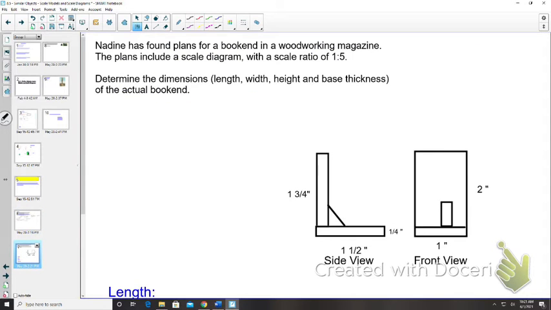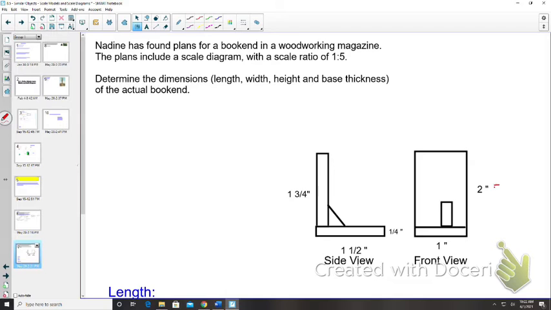Okay, so Nadine has found plans for a book end in a woodworking magazine. The plans include a scale diagram with a ratio of 1 to 5. So we're getting bigger or smaller? Bigger. Getting bigger, good. So let's determine the dimensions of the actual book end, okay? So this is the magazine drawing, okay? So length, height, width, and base thickness. So let's just identify what is what, okay?